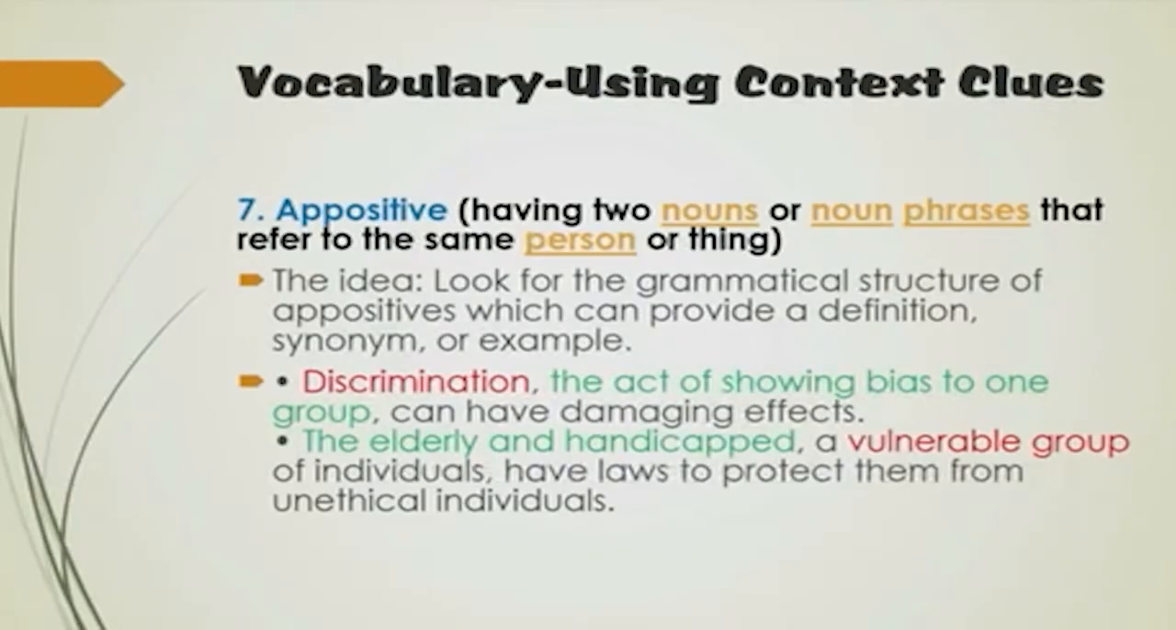Another example, the elderly and handicapped, a vulnerable group of individuals, have laws to protect them from unethical individuals. So I have a vulnerable group. Who makes up the vulnerable group? The elderly and the handicapped. So I can focus on the appositive as well.